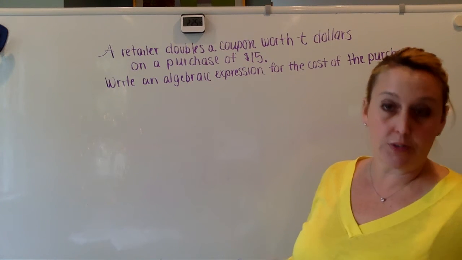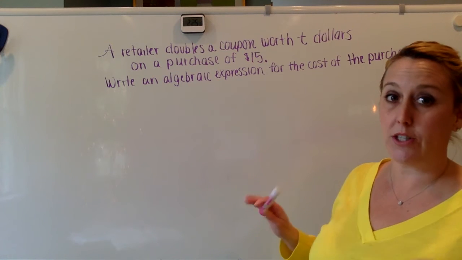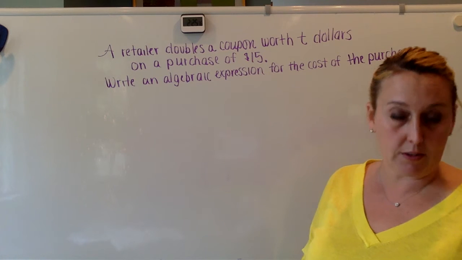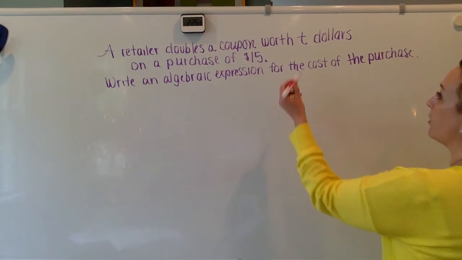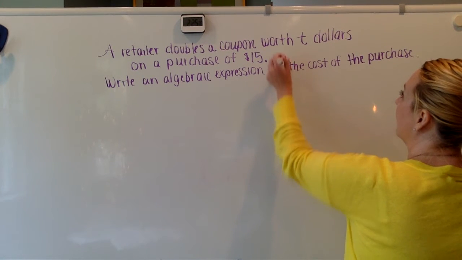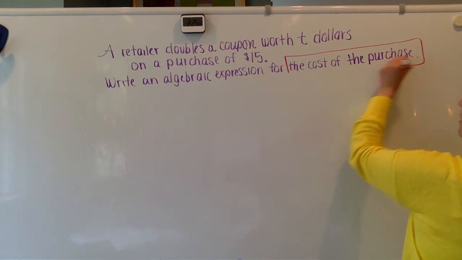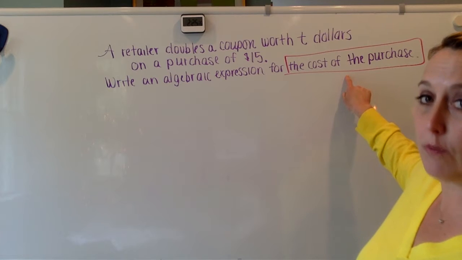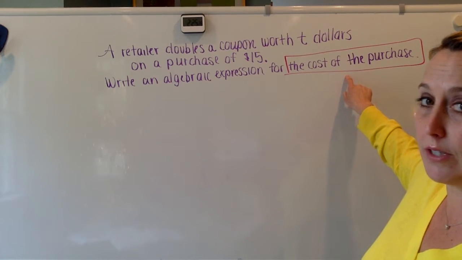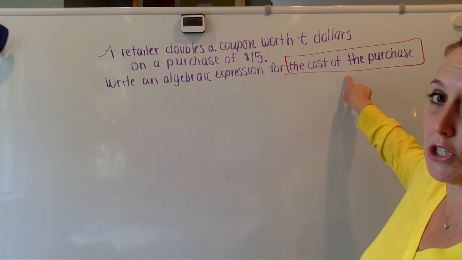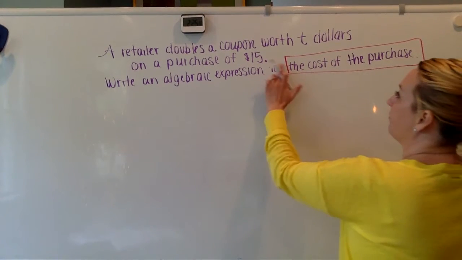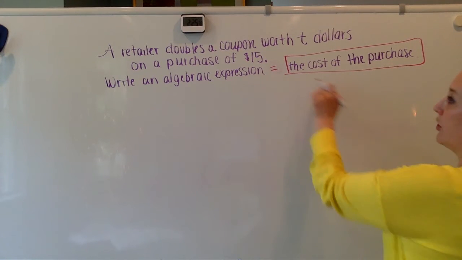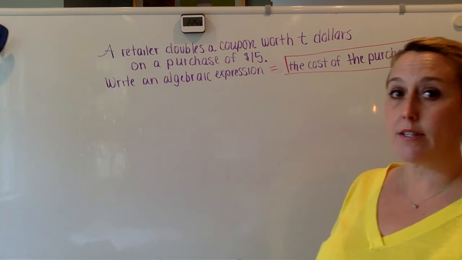So remember, the first thing I told you is to really pay attention to what the question is asking. So we know we're writing algebraic expressions. That is what the lesson's about. But we're writing it for the cost of the purchase. So that's what we're trying to represent, the cost of the purchase. So our algebraic expression should equal the cost of the purchase.